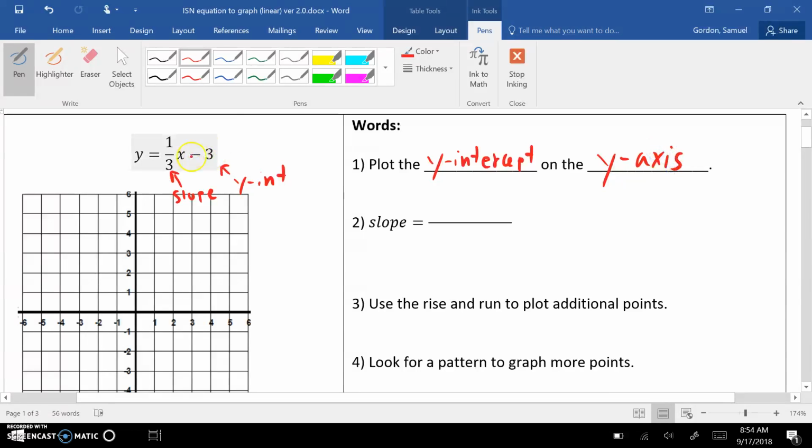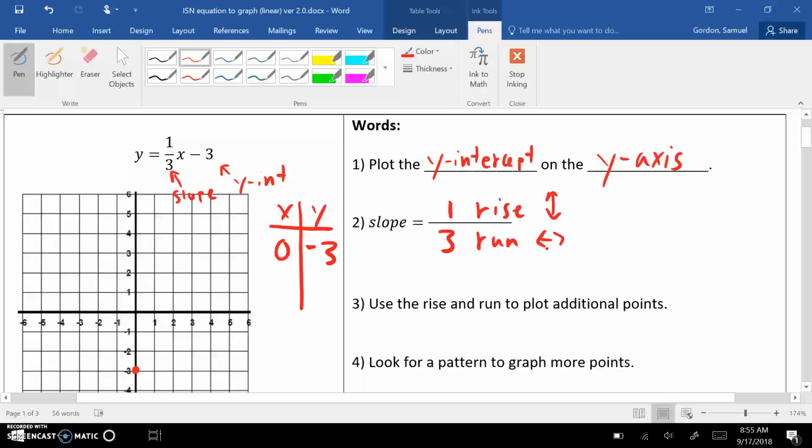So the y-intercept is -3, which means if I made a little table, when x is 0, y is -3. So I'm going to plot my first point right there. Okay. Now my slope is 1/3, so that's 1 and 3. 1 is my rise, that tells you how far up and down I'm going to go. And 3 is my run, it's going to tell me my left and right.